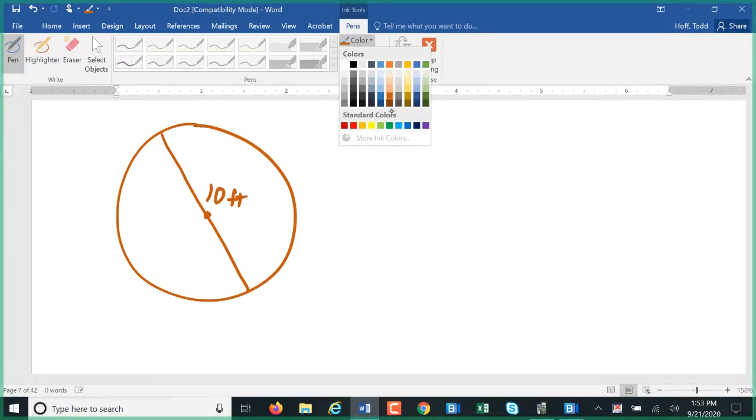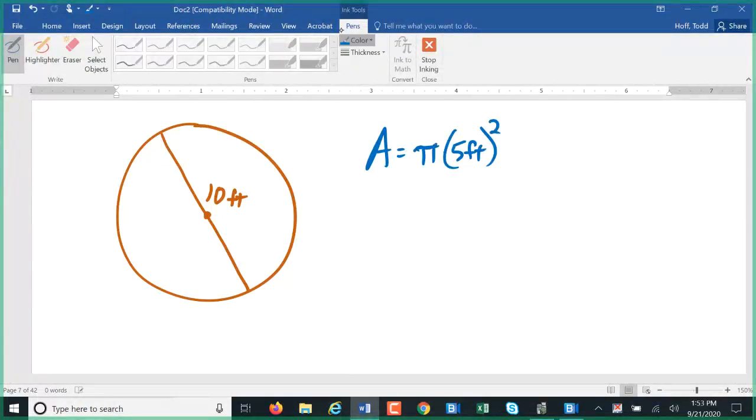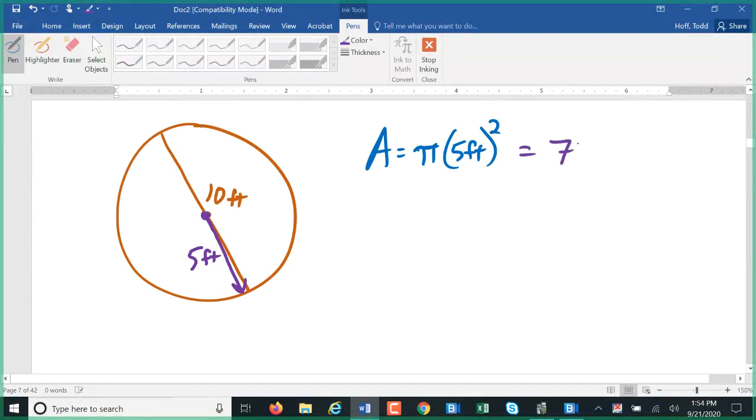So for this circle, we have a diameter of 10 feet. To find its area, it's pi times 5 feet squared. Where'd the 5 feet come from? 10 was the diameter. We need the radius for the area. So it'll be half that, 5 feet. Again, if I use 3.14, that comes out to 78.5 square feet for that area.